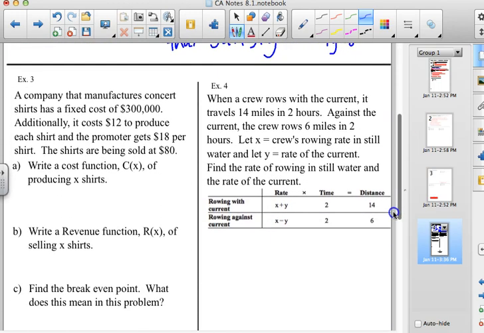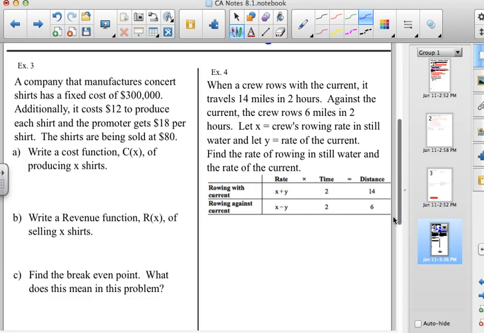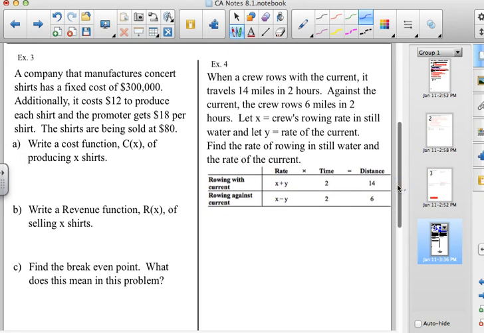All right, shifting to today's topic. We are looking at setting up a system of equations to solve a few word problems. So the first thing is make sure you read through the question and that you understand it before you start trying to come up with equations. It says a company that manufactures concert shirts has a fixed cost of $300,000. Additionally, it costs $12 to produce the shirt, and the promoter gets $18 per shirt. The shirts are being sold at $80.